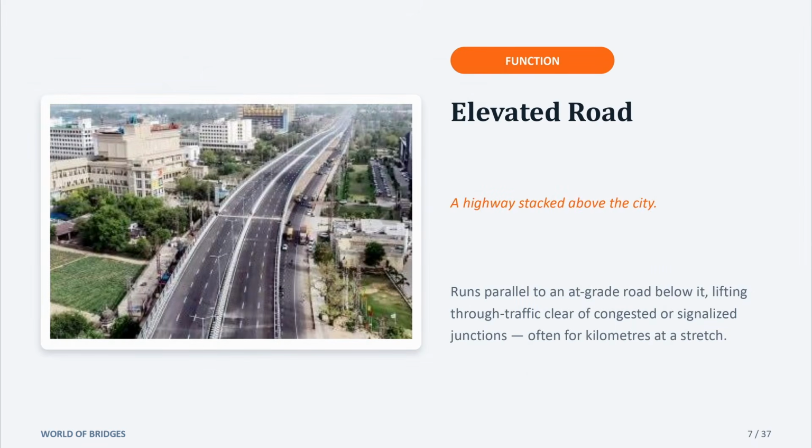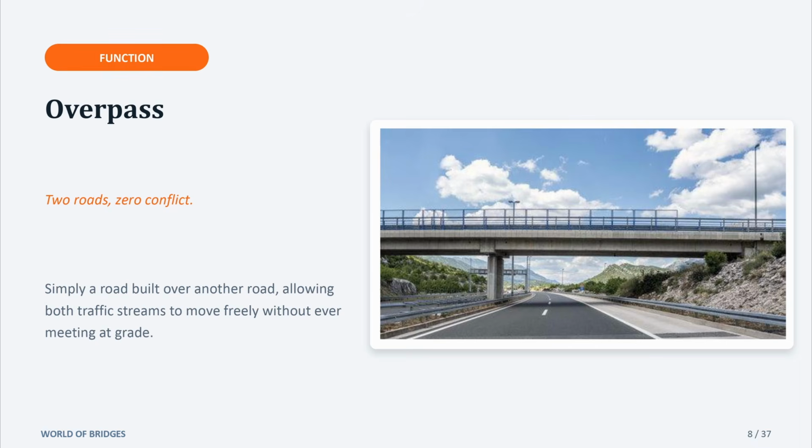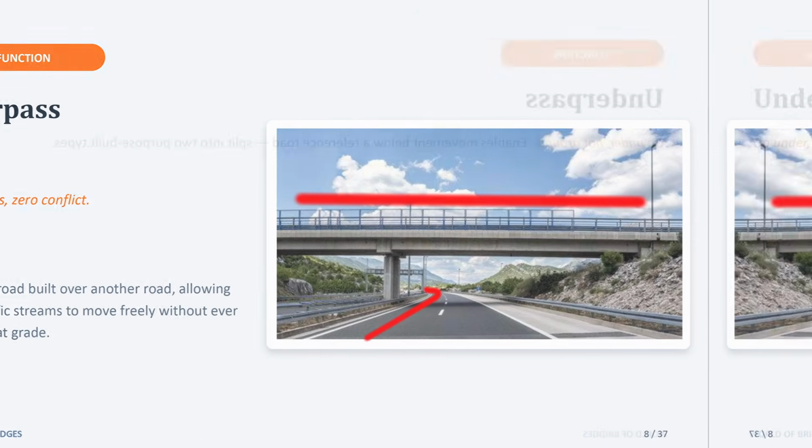Now an elevated road. An elevated road is a step up from the single flyover. Instead of crossing one junction, it runs parallel to the road below it for a long stretch, riding over signal after signal after signal. Think of an entire elevated corridor cutting through a city. An overpass. An overpass is the simplest version of one road crossing over another. Just a clear separation so that two traffic streams never conflict.